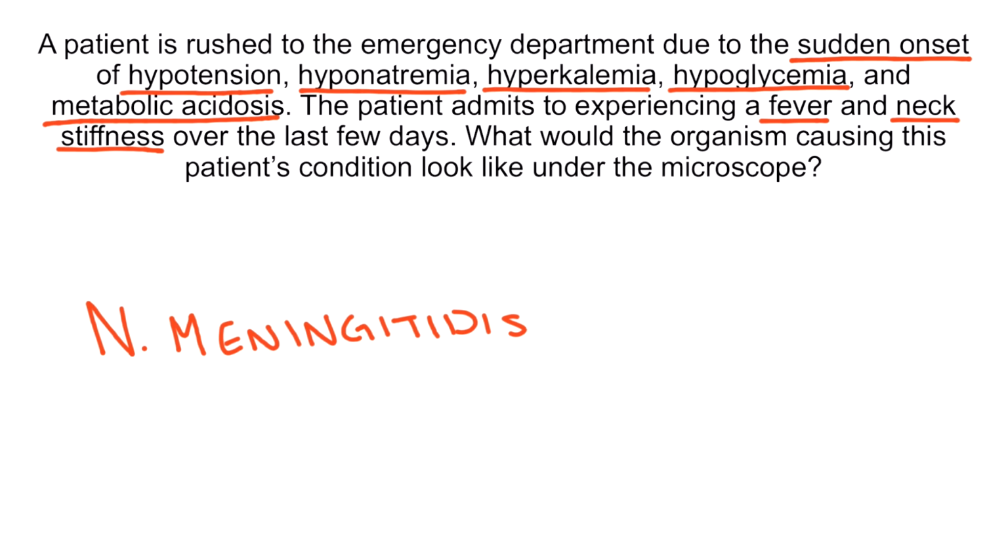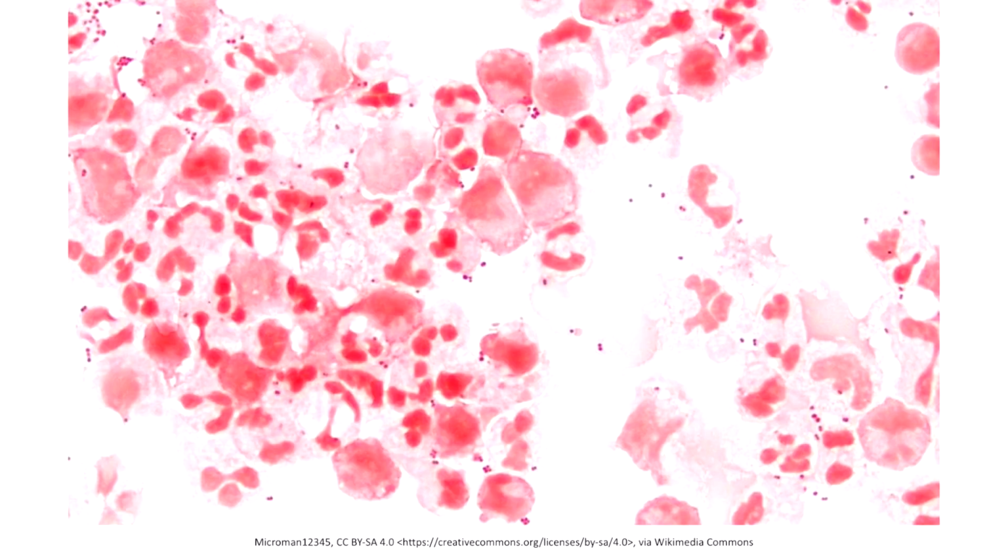So if you're looking at Neisseria meningitidis under the microscope, what will you see? Well, you'd see gram-negative diplococci. Now here's an image of a gram stain of CSF in a patient with meningococcal meningitis. And here you can see the gram-negative diplococci.